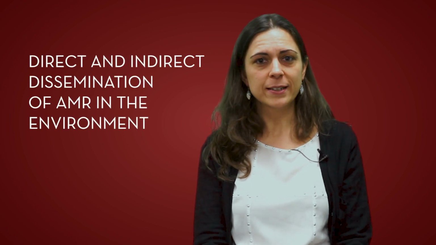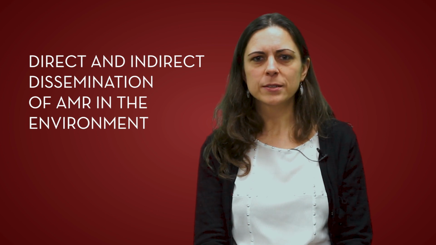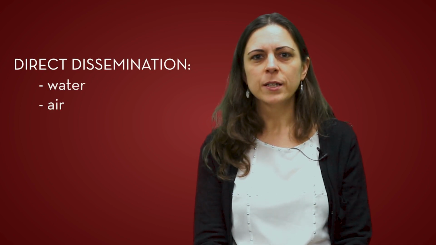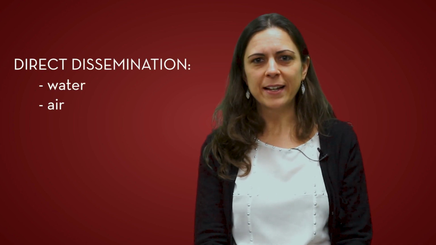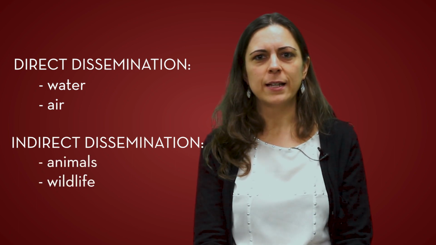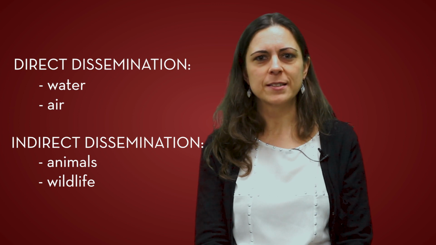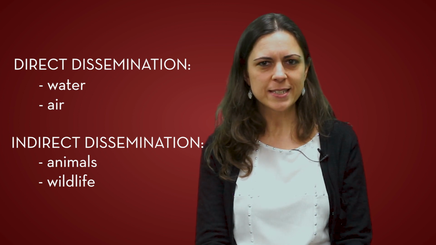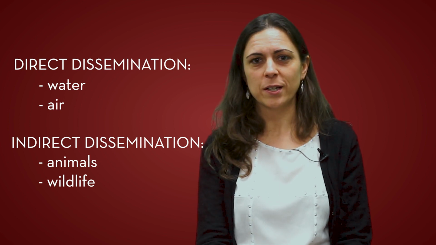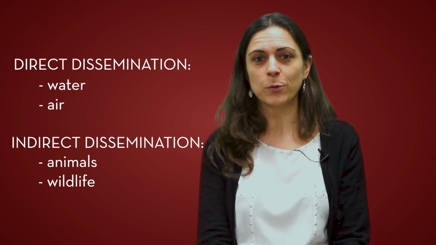There are two things. One is the dissemination, either directly or indirectly, of AMR that is in the environment to other places in the environment. By direct, I mean it can be disseminated through water, through air, and indirect could be disseminated, for example, through animals, so wildlife. And there are plenty of examples of, for instance, wild birds that migrate long distances that could pick up AMR in one place and then disseminate it to other places, even in the world.